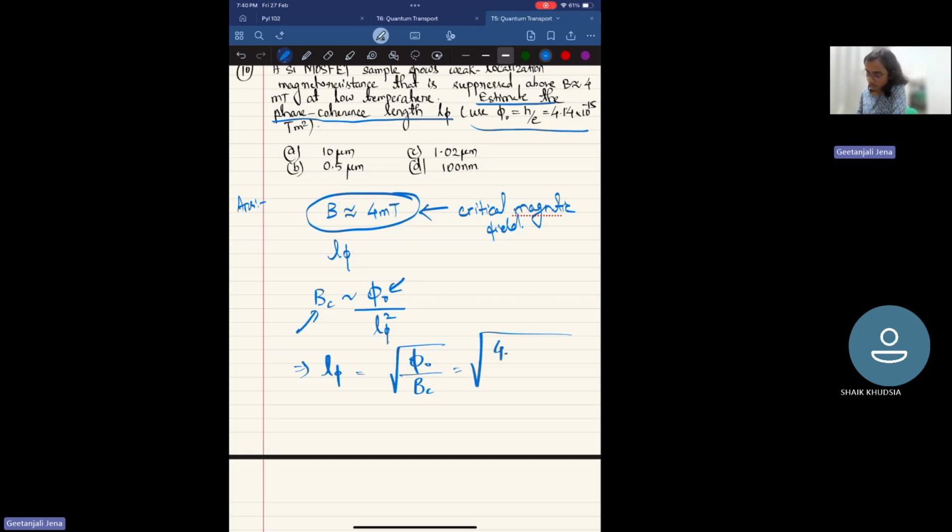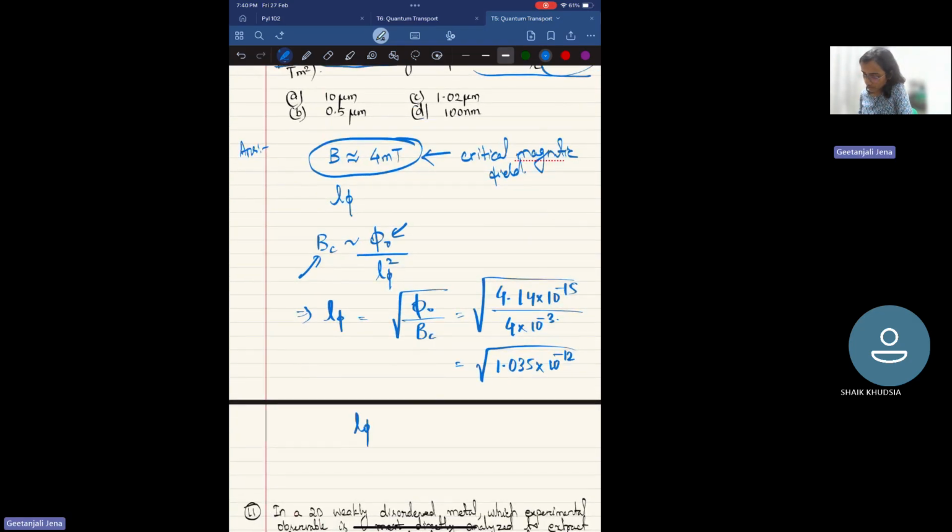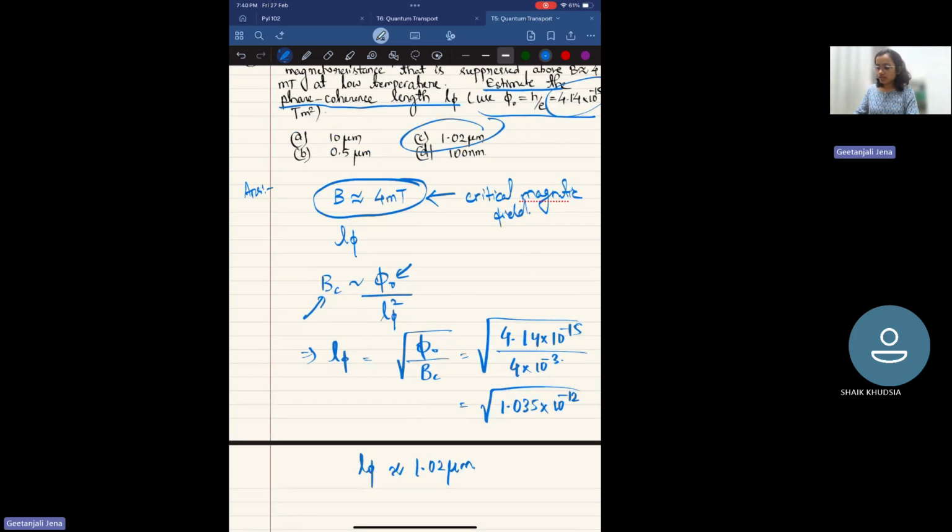So this is straightforward. You need to just put the values. The phi_0 value is already given in the question, and the critical field is 4 millitesla. So this will give 1.035 times 10 to the minus 12, or the value will be around 1.02 micrometer. Option C.